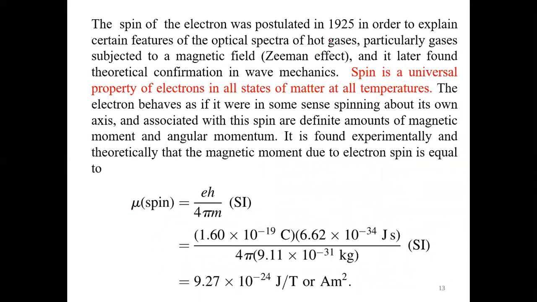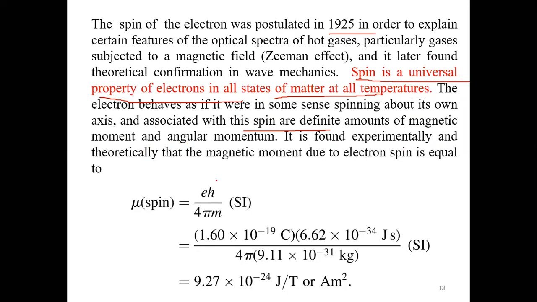Now, spin of the electron was postulated long ago, about 100 years ago, in 1925, in order to explain certain features of the optical spectra of hot gases. Spin is a universal property of the electron in all states of matter at all temperatures. The electron behaves as if it were in some sense spinning about its own axis, and associated with this spin are definite amounts of magnetic moment and angular momentum.